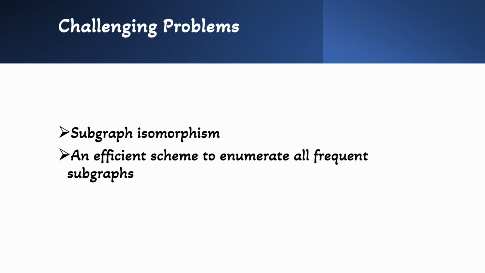Two difficult computational issues are at the center of every frequent subgraph mining algorithm. Finding out if a given graph is a subgraph of another graph is known as subgraph isomorphism. Secondly, an effective method to enumerate all frequent subgraphs must be found. To sort out these problems, we proposed an algorithm that we are going to see in the next slide.